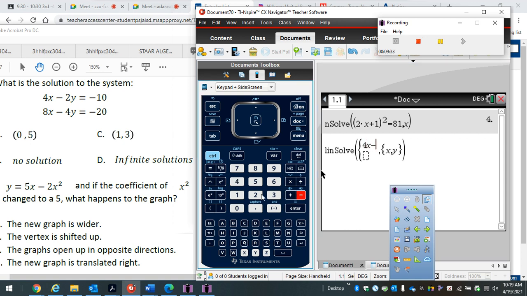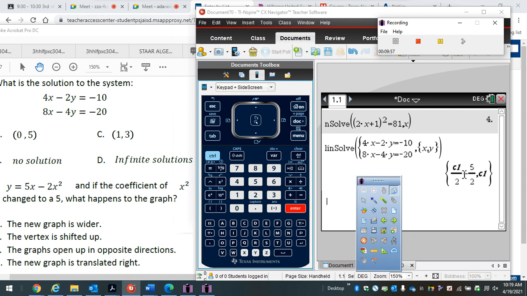4x minus 2y equals 10. 8x minus 4y equals negative 20. I'm going to tell you this much: infinite many solutions. Enter. So when it gives you this, that's just basically saying weird. You can't do it. That one right there is actually infinite many solutions. So when you get this weird stuff, infinite many. Okay, make sure you know that.